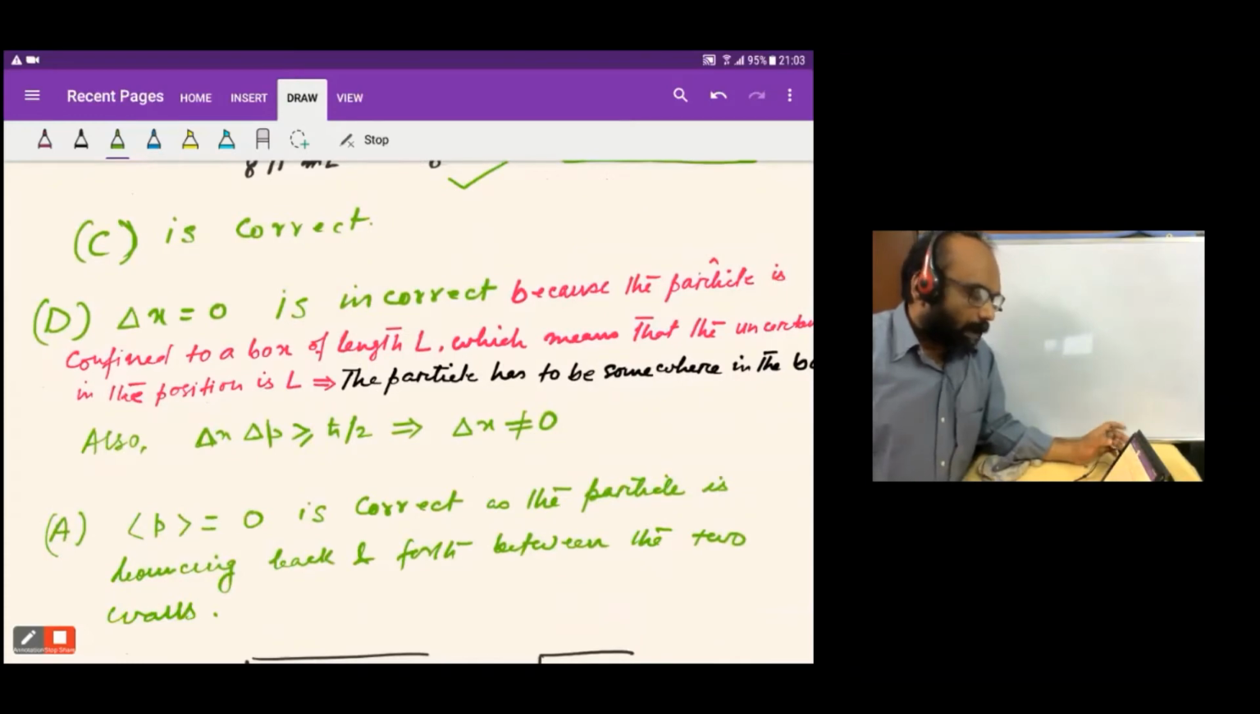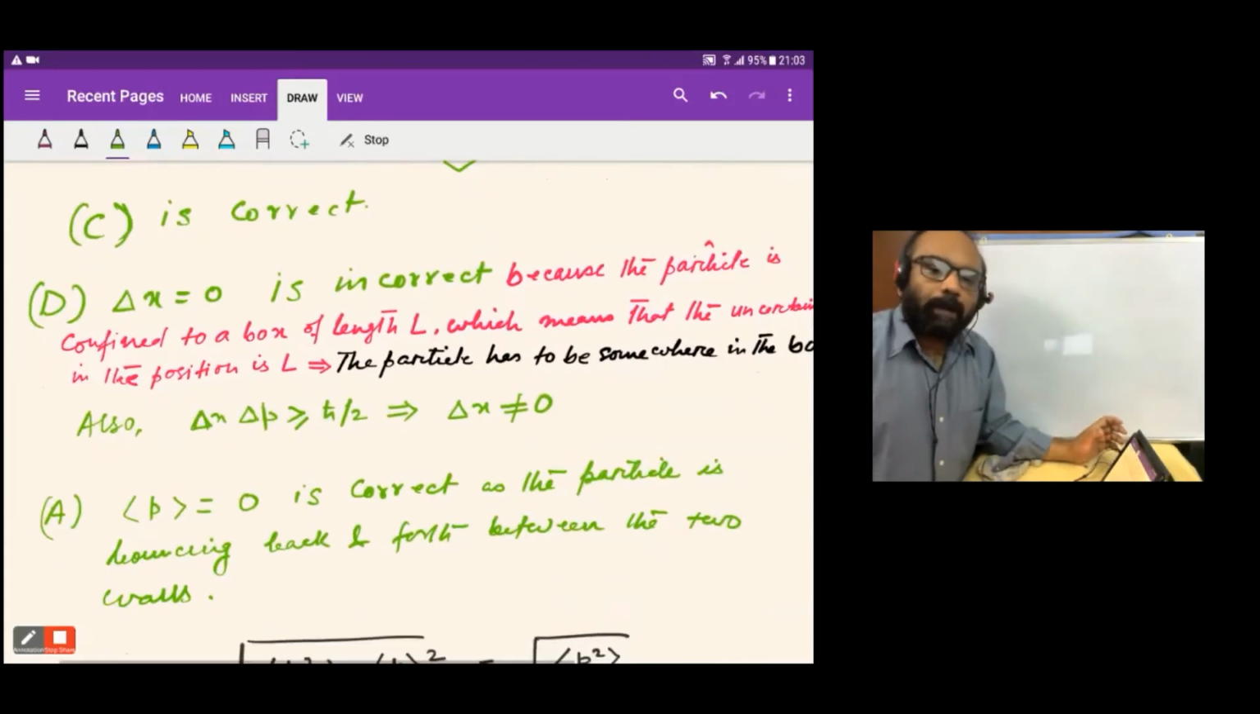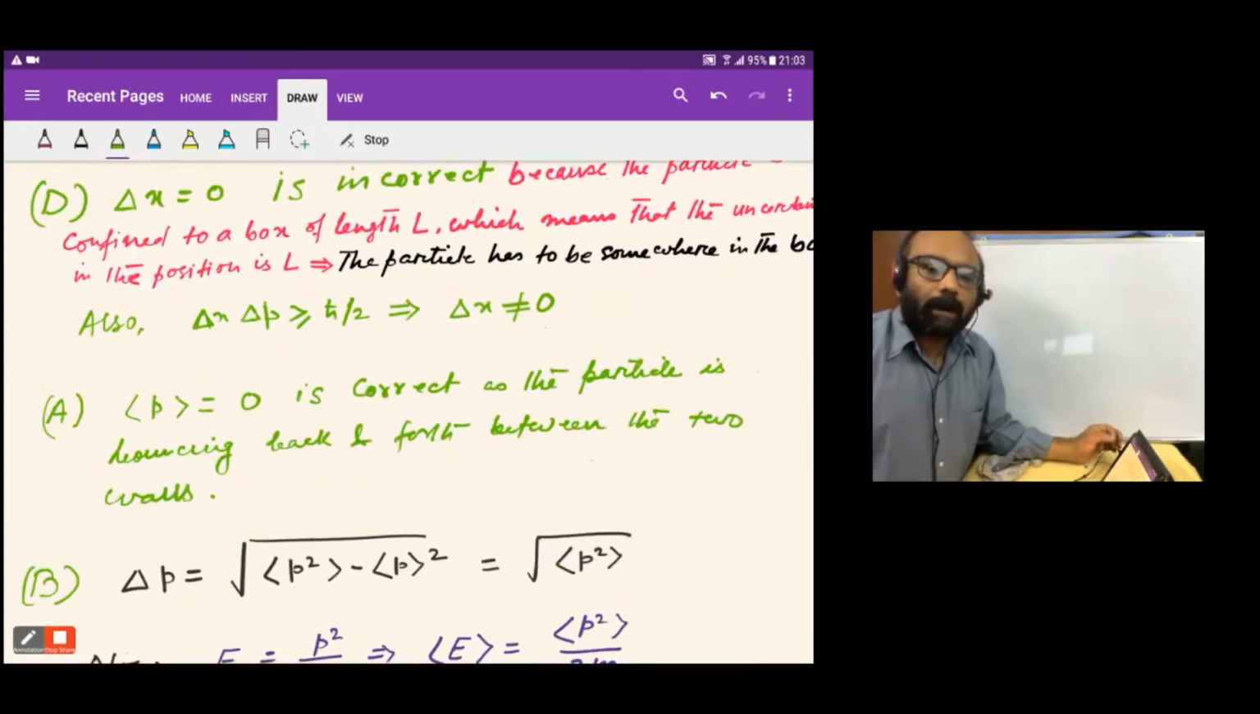Option A: the expectation value of P is 0, given. Yes, it is correct because the particle is moving back and forth between the two walls. So therefore, the average value of momentum will be 0.